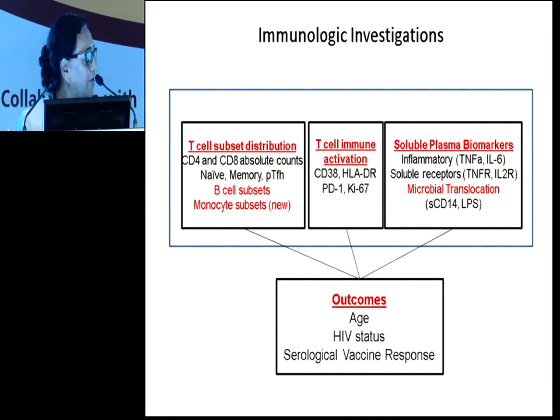And so you can investigate these very simply by looking at the surface molecules on the cells, which we call immune markers. You do that by flow cytometry technology. We also looked at the plasma of these patients and looked at inflammatory cytokines and microbial translocation products. Then we correlated it with the outcomes of age, HIV status, and serologic vaccine response.